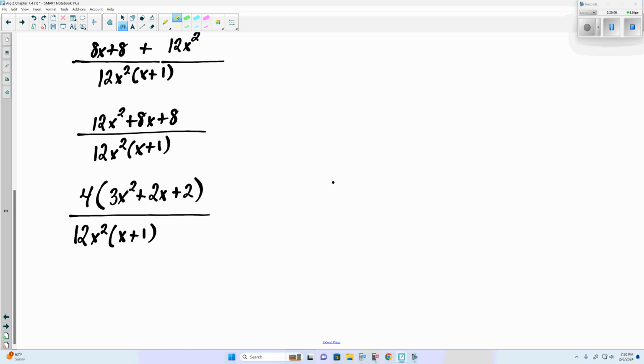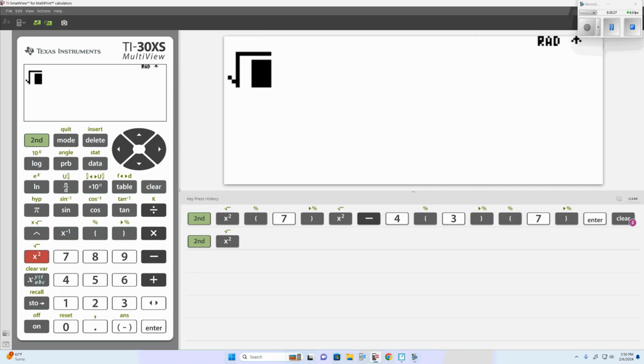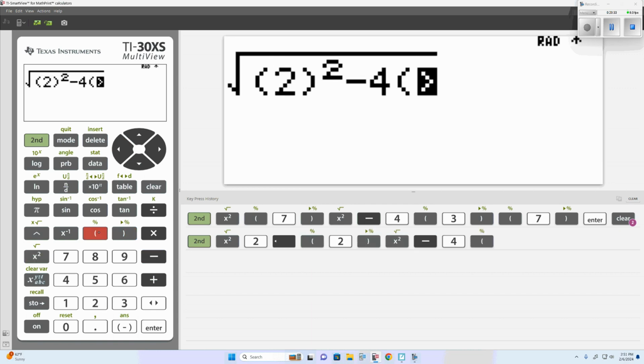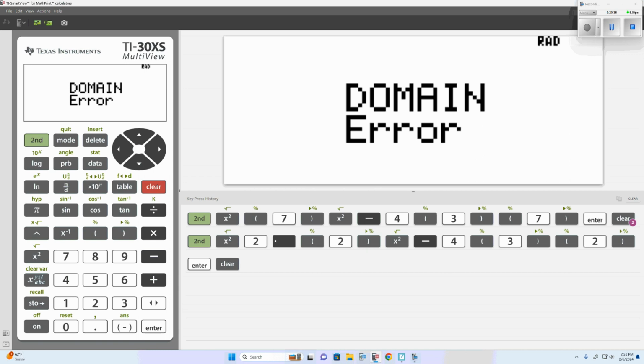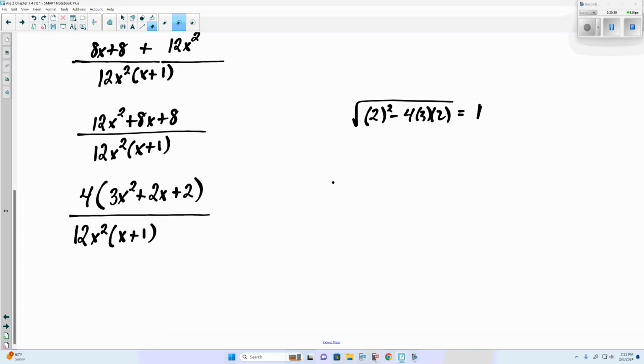Now we can look at 3x squared plus 2x plus 2 and try to see if it factors. It doesn't seem like it will. So we can check it. 2 squared minus 4 times 3 times 2. We can plug in the calculator, square root of 2 squared minus 4 times 3 times 2. Well, it's another domain error. Not factorable. So 3x squared plus 2x plus 2 does not factor any farther than that.